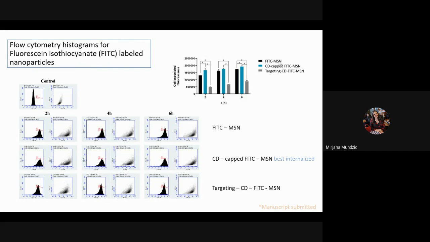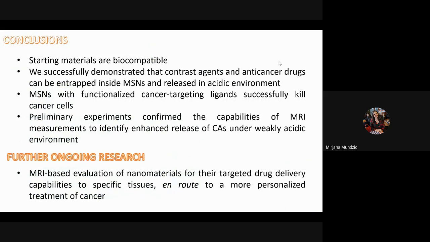So to conclude everything that I said so far, since everything is in the form of a manuscript, but we are waiting for the acceptance. But let's say we showed that the starting materials are biocompatible, which is important. And we demonstrated that the contrast agent and the anti-cancer drugs can be loaded into the pores and can be released in an acidic environment, and in one case we showed it also with the addition of glutathione.